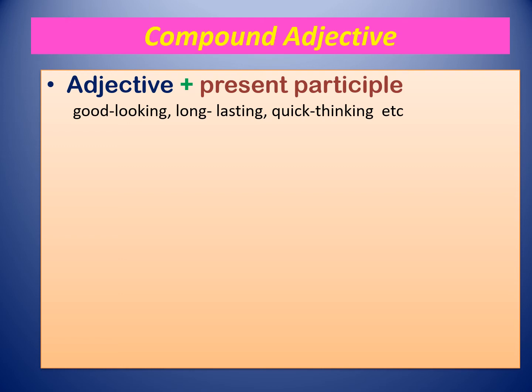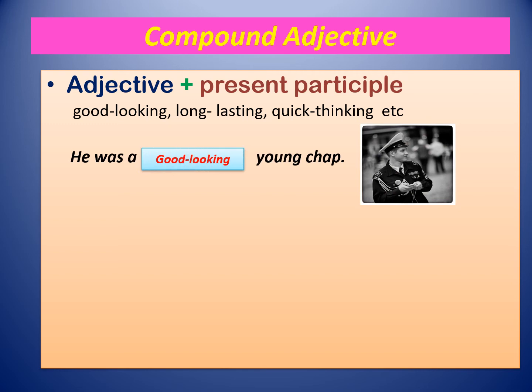Let us frame some sentences using these compound adjectives. He was a good looking young chap. Students, in this sentence, good looking is a compound adjective. In this compound adjective, good is an adjective, looking is a present participle. This compound adjective is modifying the noun chap. Next example.